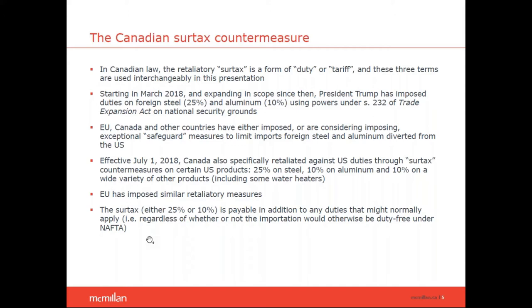And at first, those duties didn't affect Canadian steel and aluminum, but at the beginning of June, the U.S. revoked the exemptions that Canada and Mexico had, and so as of June, Canadian steel and aluminum became subject to those duties, and that caused significant consternation in the Canadian government and across Canadian industry. So these duties are under U.S. Section 232, and you may see U.S. 232 as being the term associated with these steel and aluminum duties.